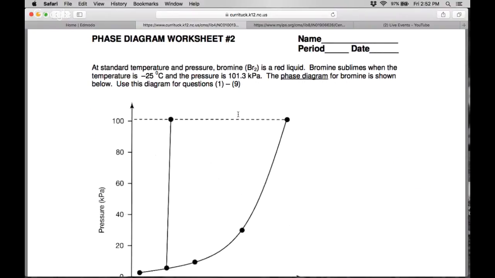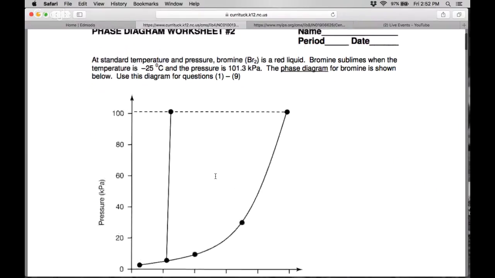Now, this particular worksheet does have the answers at the bottom, so it's not like I'm trying to trick you. If you don't know, you can check. And after you take it, you can check to see your answers. But I do want you to have the exposure to working with this, okay? So notice how it says, at standard temperature and pressure, bromine is a red liquid. Bromine sublimes when the temperature is negative 25 degrees Celsius and the pressure is 101.3 kilopascals, which is a unit of pressure.